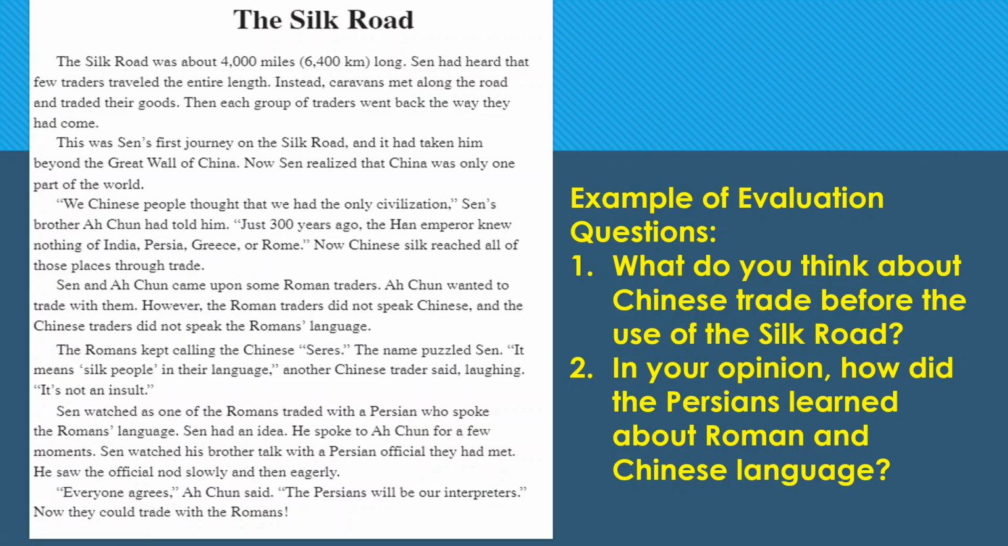Before the trading of the Silk Road, how did the Chinese trade? Where did they trade? Did they trade with other countries, or only on their own? And in number 2, in your opinion, how did the Persians learn about the Roman and Chinese languages? In this text, you can see that Persians can talk in Chinese and in the Roman language. In your opinion, how did they learn these two languages?